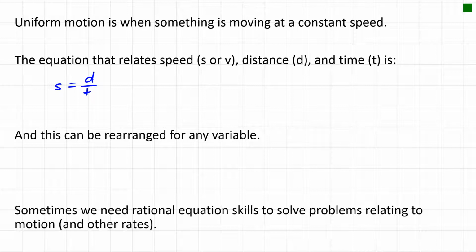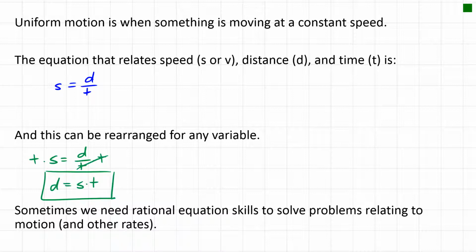So speed is equal to distance divided by time. And this is a really powerful equation because it relates three very important measurements together: speed, distance, and time. And we can also rearrange this equation in many different ways. So speed equals distance divided by time. What I'll do is multiply each side by time and eliminate it from the right-hand side and find that I get this equation that distance is equal to speed times time.